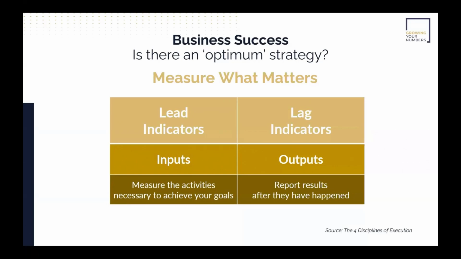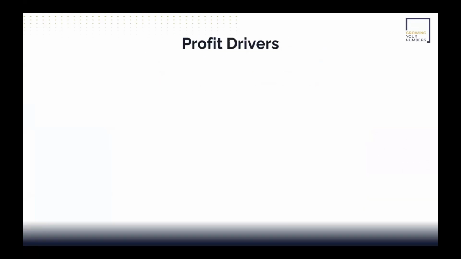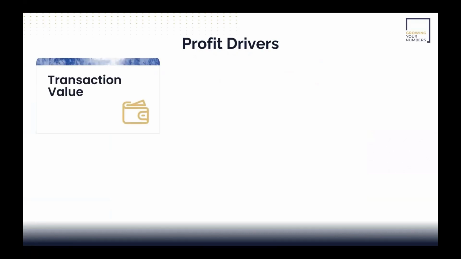What are the key profit drivers in any business? Well, there are 6. Number 1, transaction value. So what is the average value of each transaction? Because if you can consistently make improvements to the value of each transaction, you will increase the profitability, you will increase the cash flow, you will increase the value of the business.